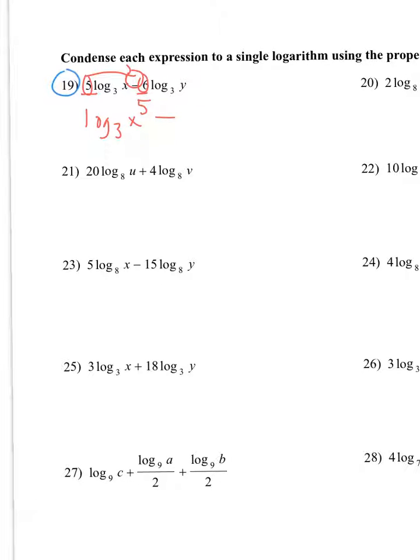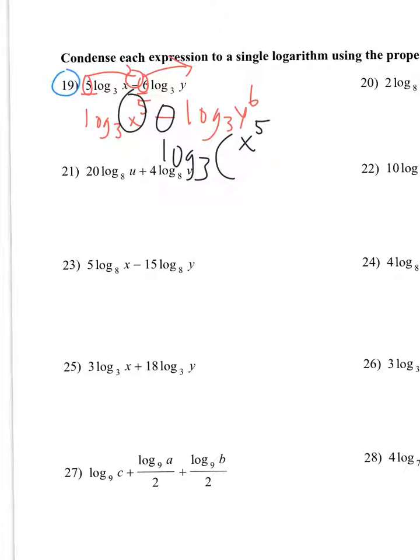And likewise, this 6 goes up and becomes the power on y. So that's the first thing. If you have anything that's got something times a log, it has to go back up and become the power on them. Now I look at it and say I've got subtraction. So I want to get this to a single log. That means I'm using property number 2, where I want to write it as a quotient. I'm dividing. So I'm going to write it as a single log in base 3, and I'm going to write this as a quotient.